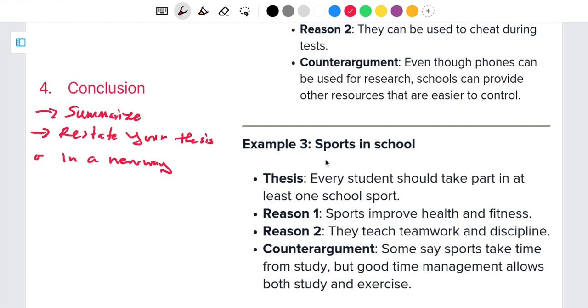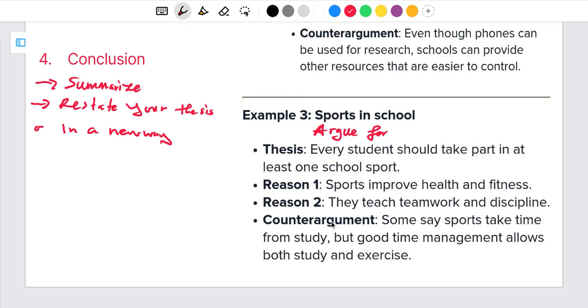What are you going to say? Are you going to agree, or are you going to be against this motion? So this part is for arguing for. We are agreeing to this motion. So it's good. We can also try the other part of disagreeing. So every student should take part in at least one school sport.